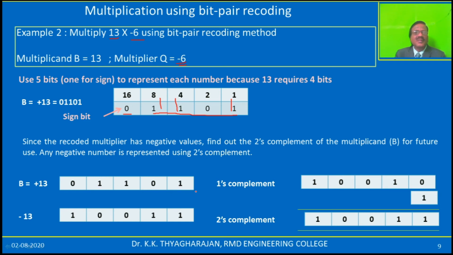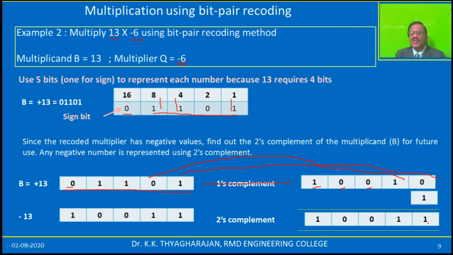That is plus 13. To get minus 13, you take the 1's complement of this. So this 1 will become 0, this 1 will be changed to 0, and this 0 will be converted to 1. Now this is the 1's complement of plus 13. Then you add 1, you will get the 2's complement. It is nothing but minus 13.